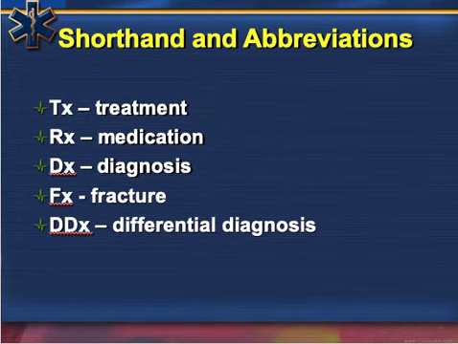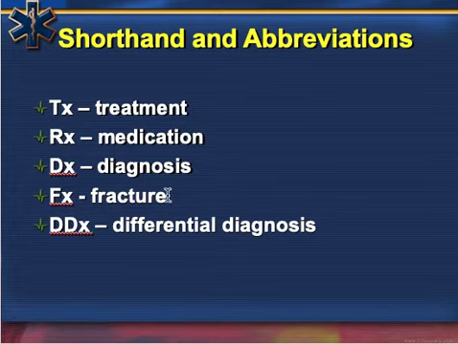So next we're going to look at some ways to abbreviate some commonly used words in medicine. So if you have a capital T followed by a lowercase x, that refers to treatment. Similarly, a capital R followed by a lowercase x refers to medication. A capital D followed by a lowercase x refers to a diagnosis. A capital F followed by a lowercase x refers to a fracture.